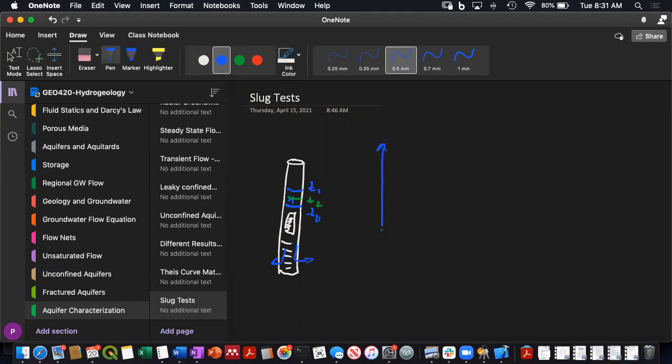So when we look at the head here for a slug test, it'd be sort of constant at this background level, and then it would jump up at T1 where we put the slug in, and then it recovers back down to H0.